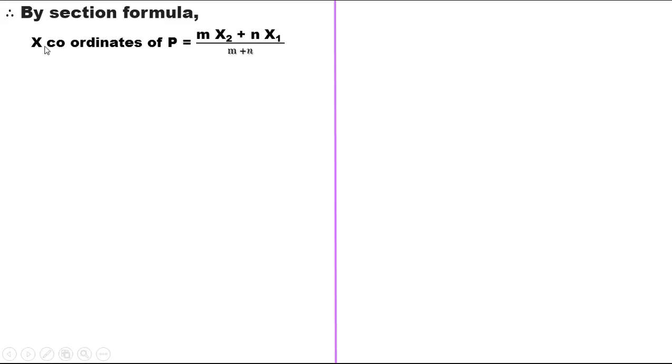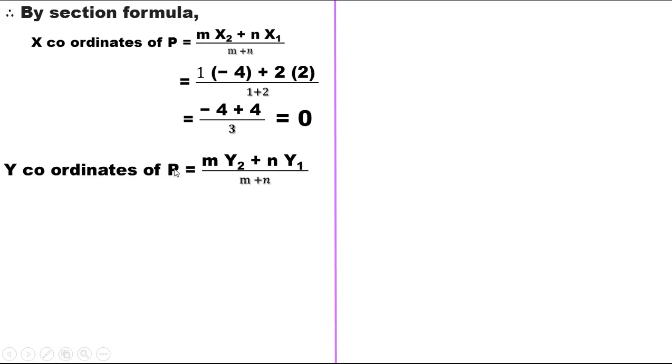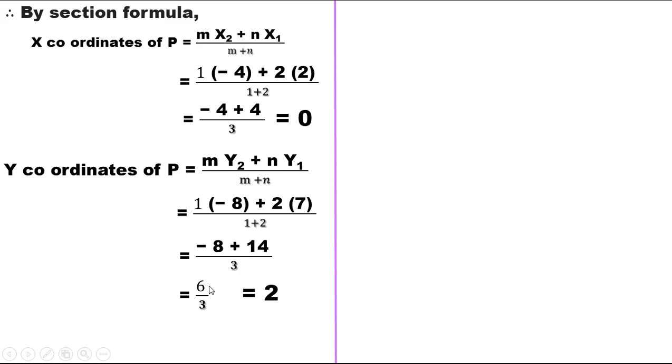By the section formula, the x coordinate of P is (m x2 + n x1)/(m + n) = (1 × (-4) + 2 × 2)/(1 + 2) = (-4 + 4)/3 = 0. The y coordinate of the point P is (m y2 + n y1)/(m + n) = (1 × (-8) + 2 × 7)/(1 + 2) = (-8 + 14)/3 = 6/3 = 2. The coordinates of the point P are (0, 2).